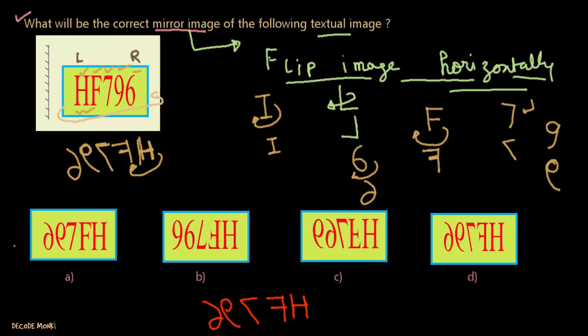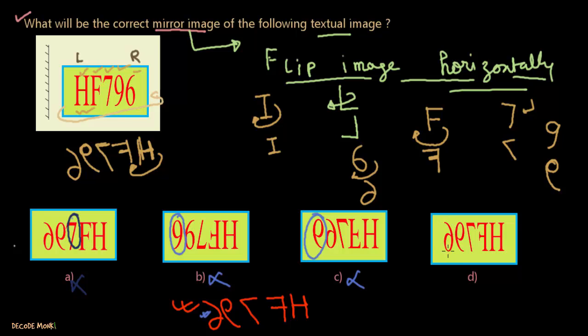So let us try to figure out which option looks similar to our answer. So 6, 9, 7. This does not match, 7 does not match. So this is not the right answer. Next, 9. This does not match. Here you see this is flipped 6. Option C, if you see again, this is not matching. This and these are not the right answer. So hopefully D is going to be the right answer.